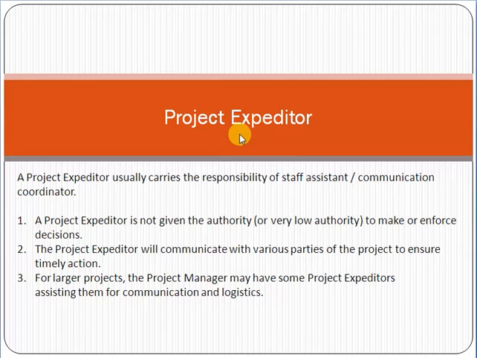He is just coordinating, assisting the staff, assisting the project manager, communicating with the vendor, communicating with the staff. In that way, he is expediting the things. For example, how is he expediting the things? Try to understand from here.